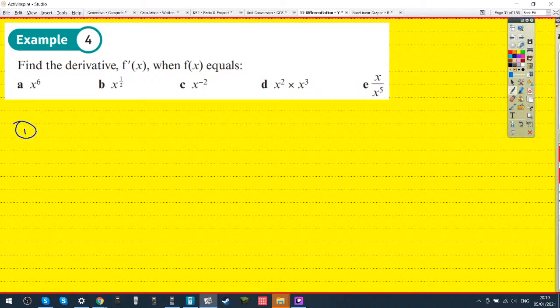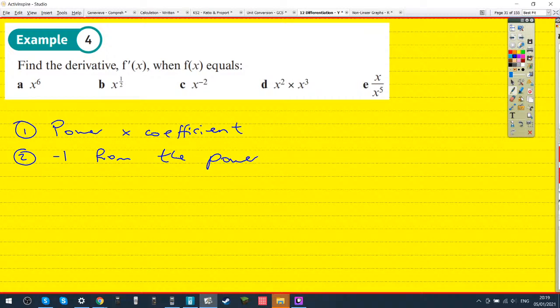Step 1 is power times coefficient. Step 2 is subtract 1 from the power. When you say coefficient, what do you mean by the coefficient? Number to the left of x. Okay. x to the 6 is the same as 1x to the 6. Okay, so part A.